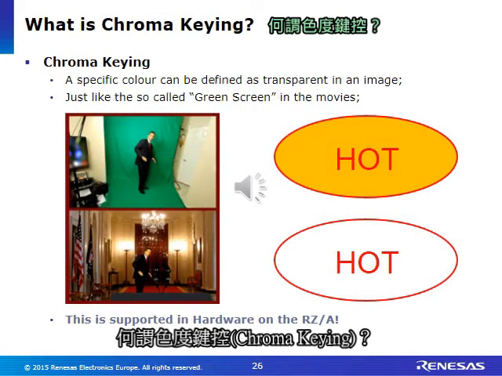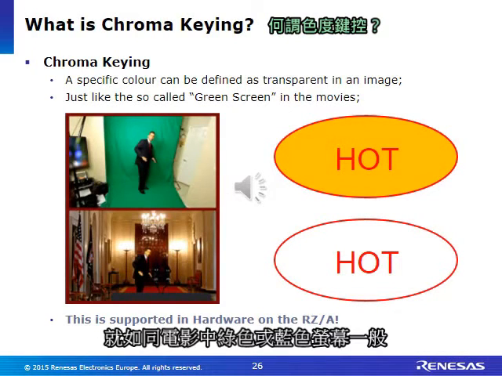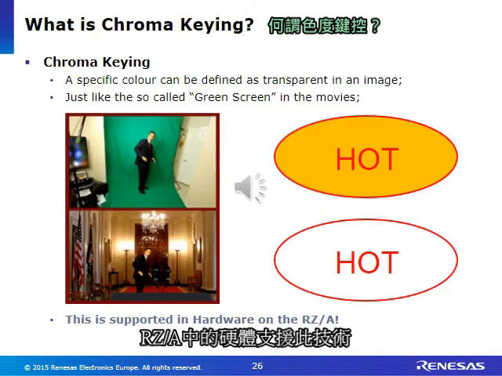What is chroma keying? With chroma keying, a specific color can be defined as transparent in an image, just like the so-called green screen or blue screen in the movies. This is supported in hardware on the RZA.